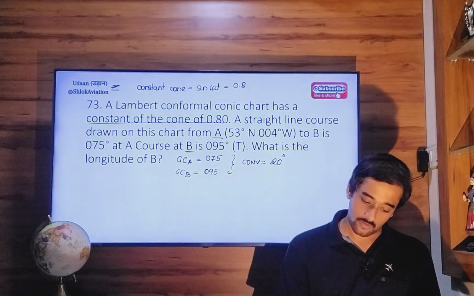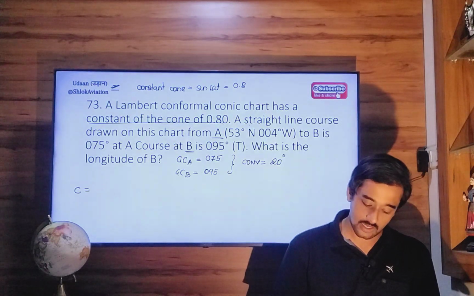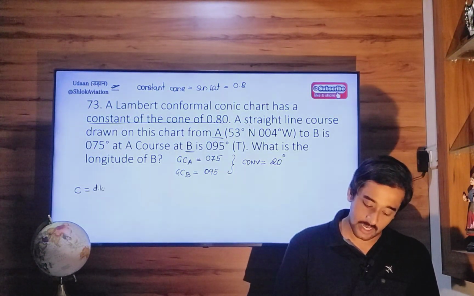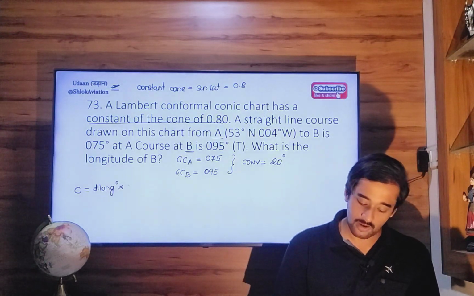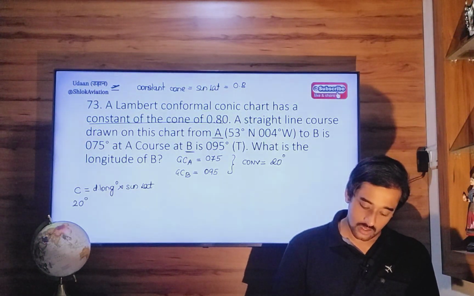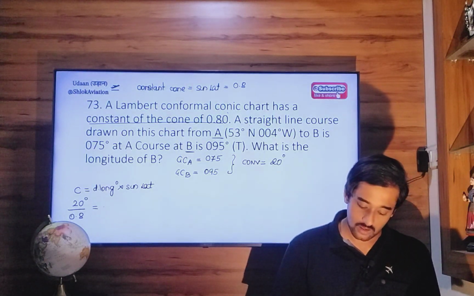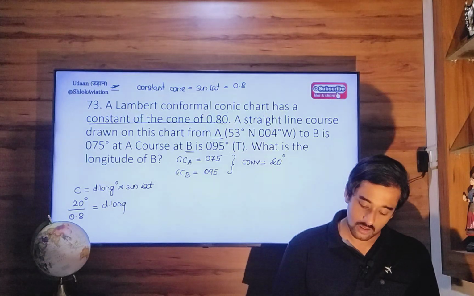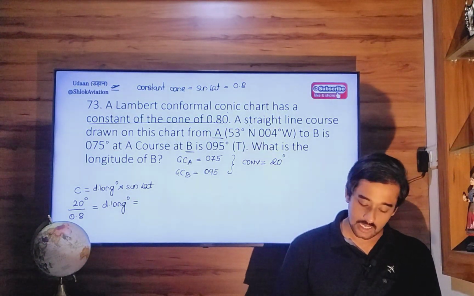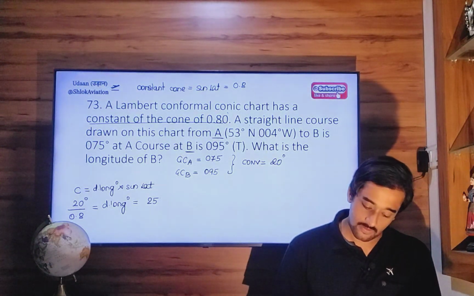So what is the longitude of B? Let's find out using the convergency formula: D long in degrees into sine of latitude. So 20 degrees divided by sine latitude, which is 0.8. 20 divided by 0.8 is 25. Okay, it is 25 degrees.